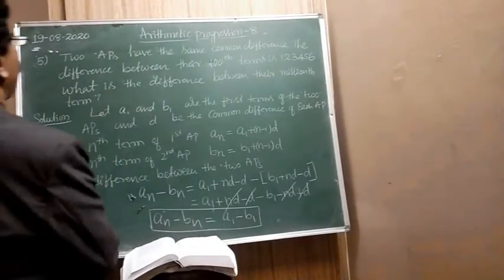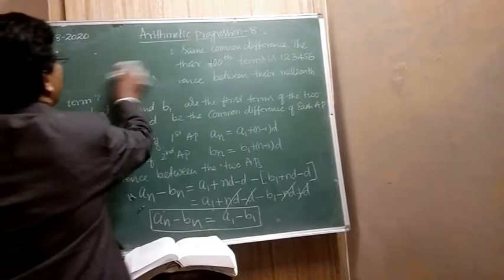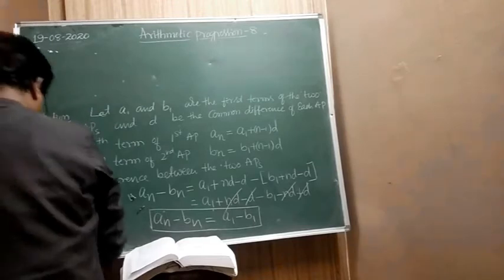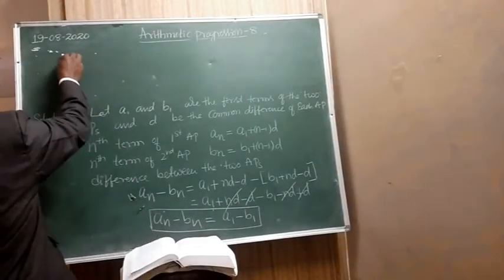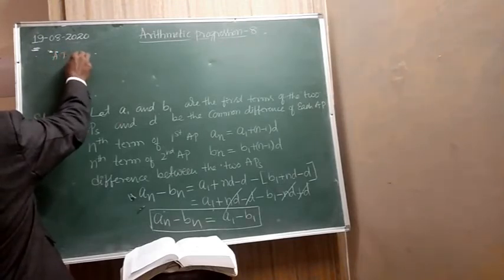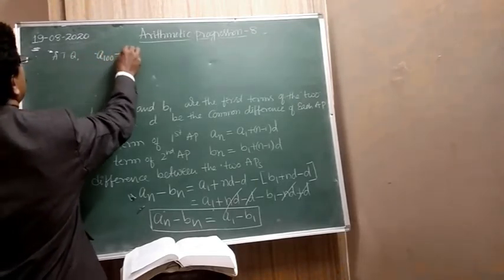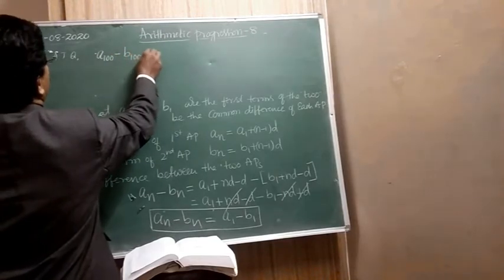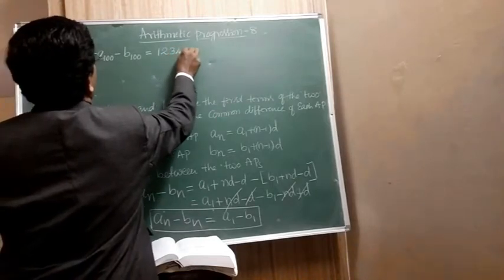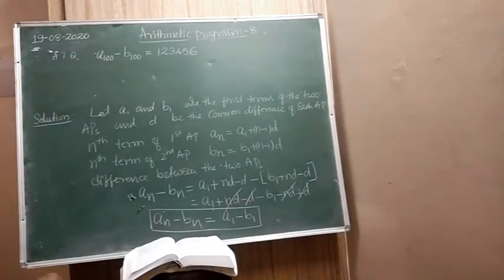Okay. Now, I am rubbing the question. Now, difference between the 100th terms. According to the question, A100 minus B100 is equal to 1, 2, 3, 4, 5, 6.